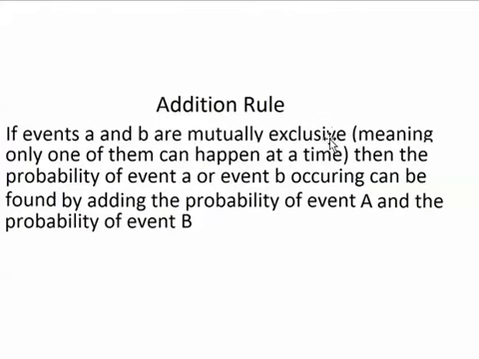For example, when you flip a coin, heads and tails are mutually exclusive because you're going to get heads or tails. You can't get them both. So this is saying that if two events are mutually exclusive and they can't happen together, the probability of A or B happening is equal to the probability of A plus the probability of B.